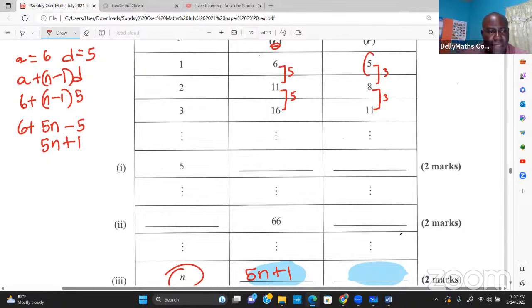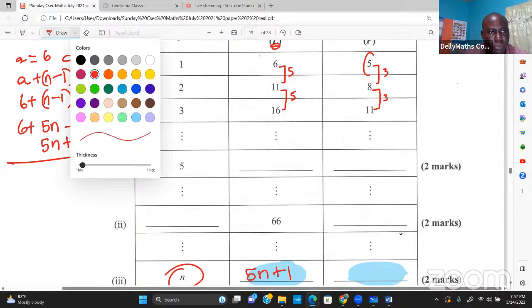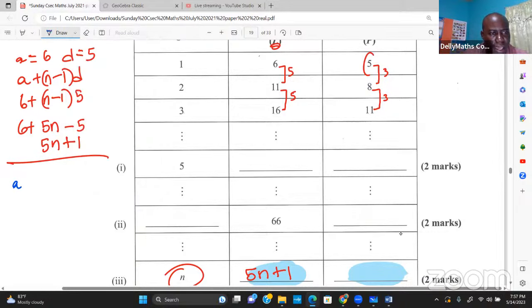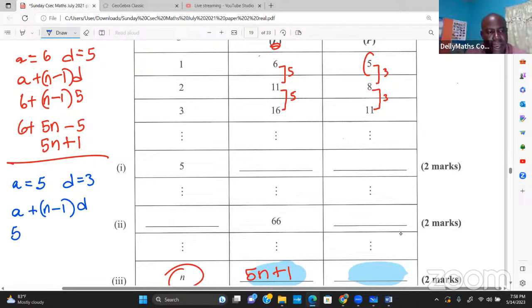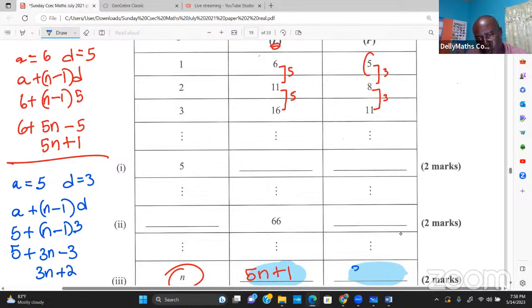A is 5 for that one. A is 5. Common difference is 3. Same formula. A plus n minus 1 D. 5 plus n minus 1, 3. Distribute the 3. 3n minus 3. Simplify. 3n plus 2. Let's put it there.